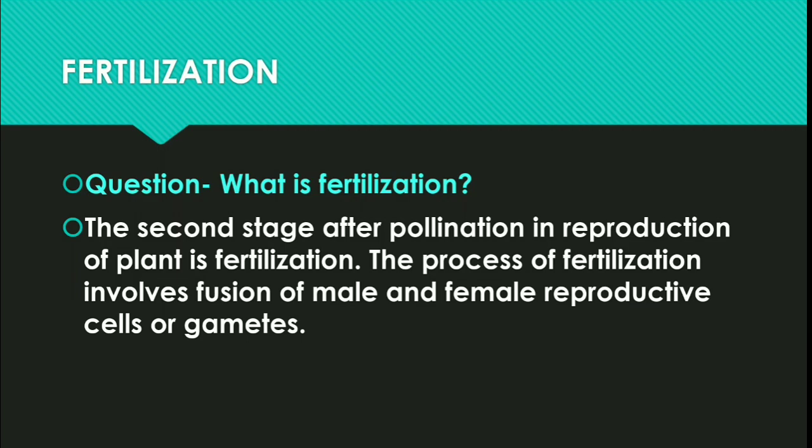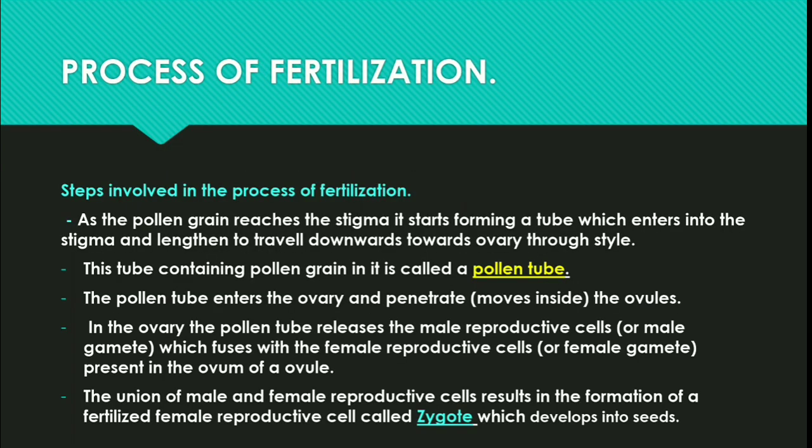So what happens in fertilization? In this process, the male and female reproductive cells, which are also called gametes, fuse together. They join together and a fertilized egg cell is formed, which is called a zygote. So what happens in the process of fertilization? The steps involved in the process of fertilization.